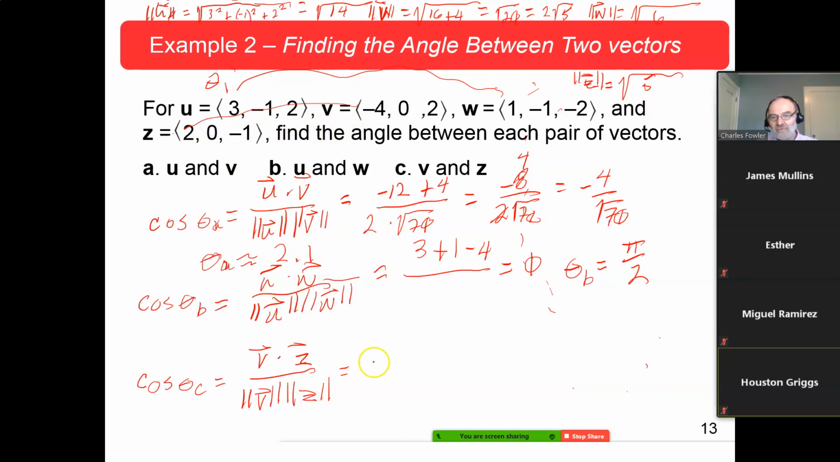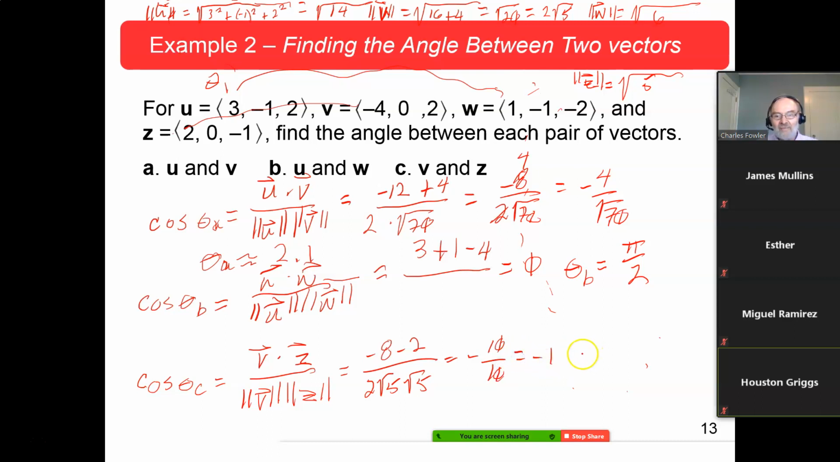Okay, dot product between V and Z. -4 times 2 would be -8, plus 0, minus 2. Okay, so that's a -10 over, and we had done the magnitude of V and Z. Up here, magnitude of V was 2√5. We did that earlier. And the magnitude of Z was √5. Okay, so √5 times √5 is going to be 5. 2 times 5 is 10, so this is -10 over 10.